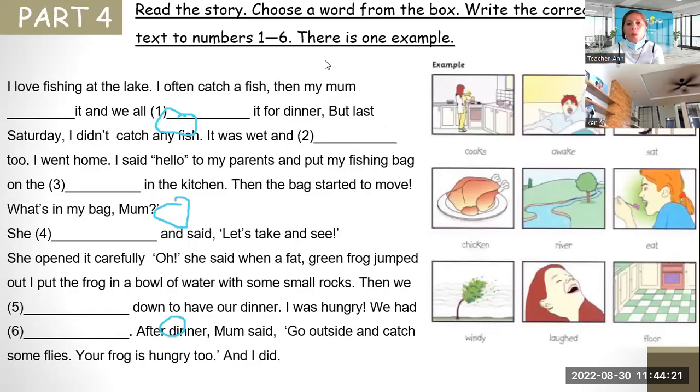Okay, so here, we have a story, okay? You read the story and choose what is in the box.